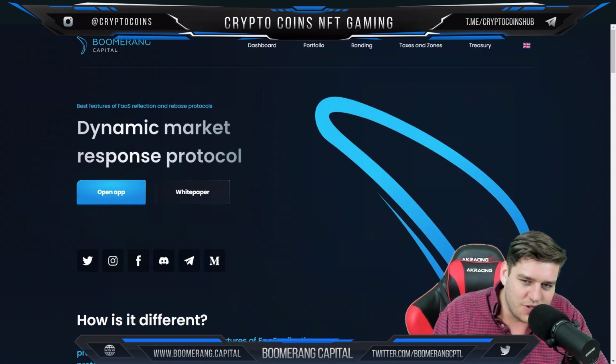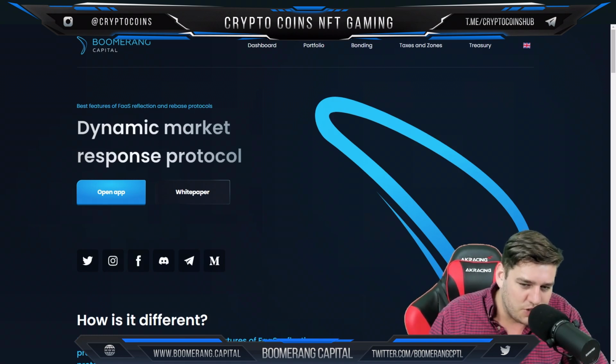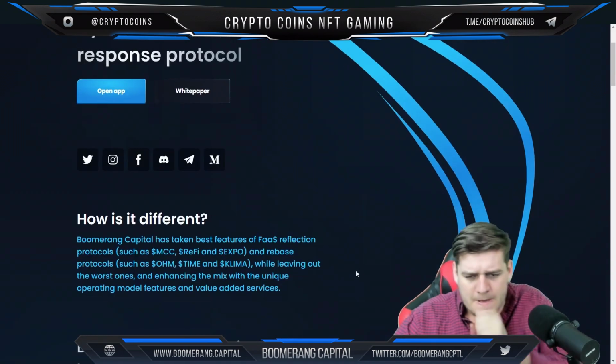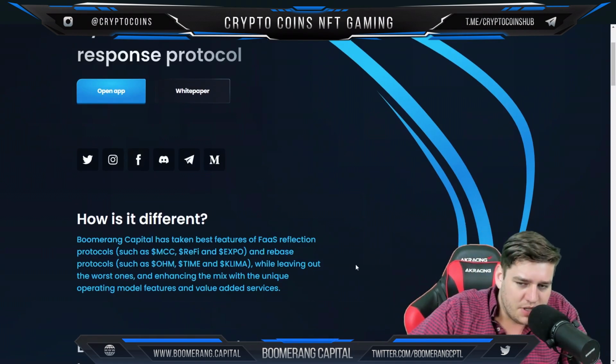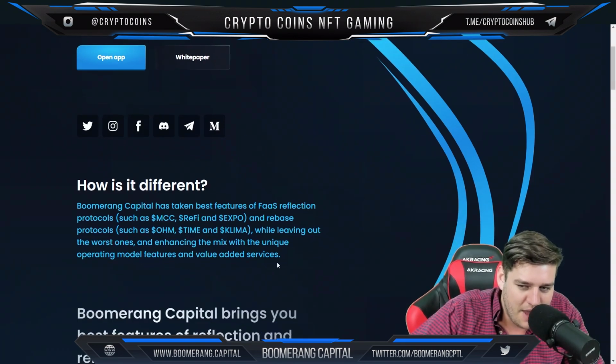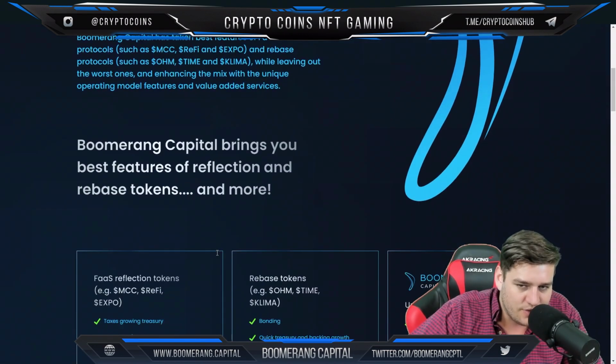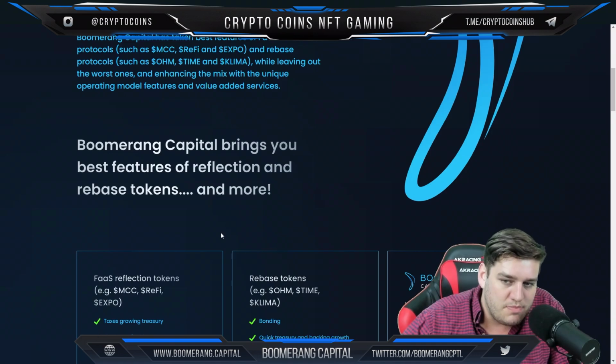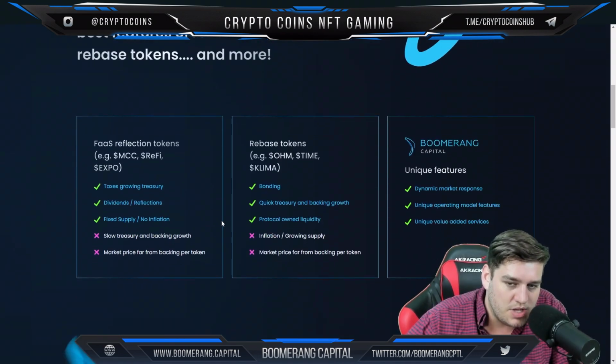The best features of FAAS reflection and rebase protocols: what is the dynamic market response protocol, and how is it different? Boomerang Capital has taken the best features of FAAS reflection protocols, I'm just going to call them FAAS for now, such as MCC, Refi and Expo, and rebase protocols such as OHM, Time, and KLIMA, while leaving out the worst ones and enhancing the mix with unique operating model features and value-added services. Boomerang Capital brings you the best features of reflection and rebase tokens and more.